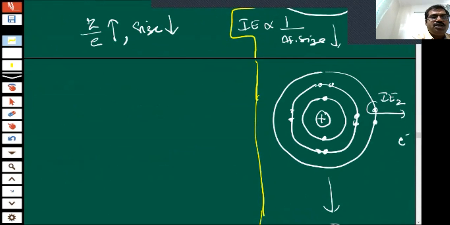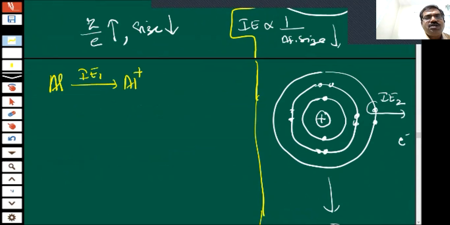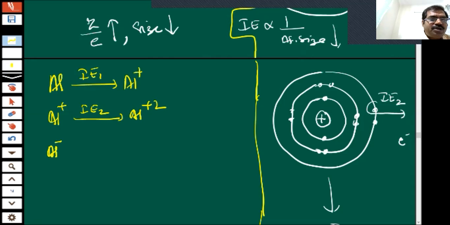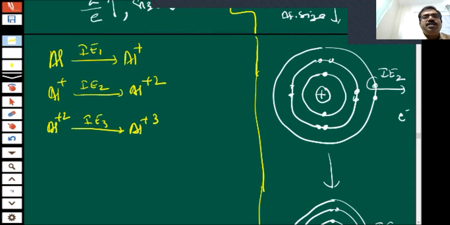See, this is aluminum. I gave IE1, it converted into Al plus. Did you understand? Then for Al plus, I gave IE2, then it becomes Al plus 2. Then for Al plus 2, I gave IE3, and it becomes Al plus 3. How many of you understand? These energies are known as successive ionization energy.